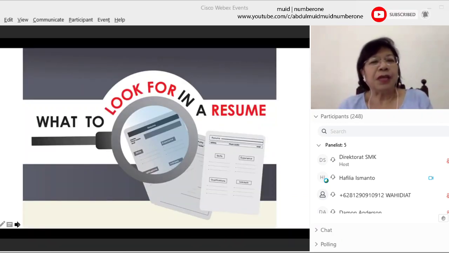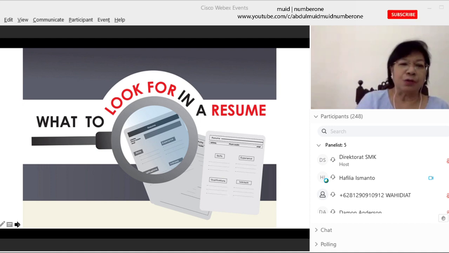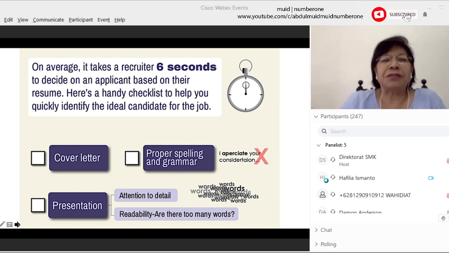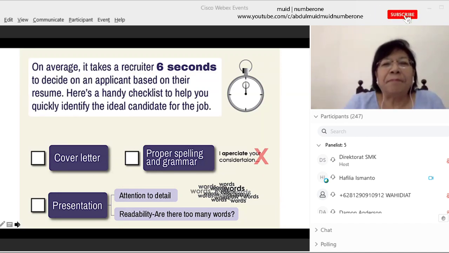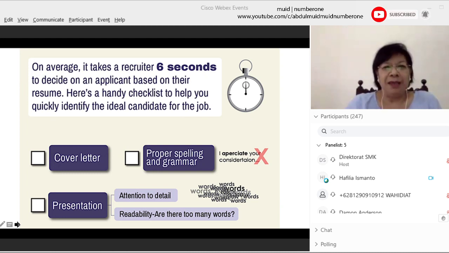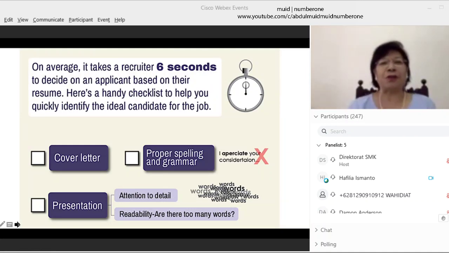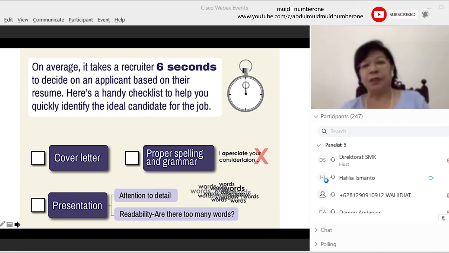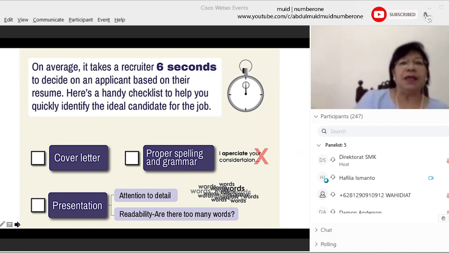We're going to share also, tell your students, what to look for in a resume. According to one of the recruiters, one of the recruiter experts, they say that on average it takes the recruiters just 6 seconds to decide on an application based on their resume. So it is very important for us to know which part of the resume is something that the recruiters look for. So we'll be talking about all this next week.